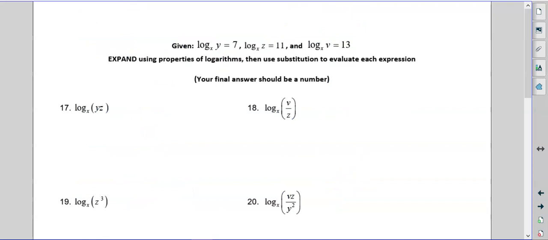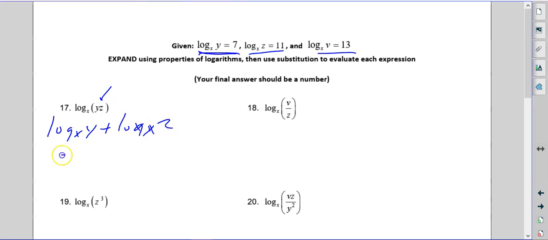All right, same concept, except we have some keys here. That's 7, that's 11, and that's 13. Now, we're just going to operate with those. So again, remember, multiplication expands to plus. So we're going to write it first log x of y plus log x of z.